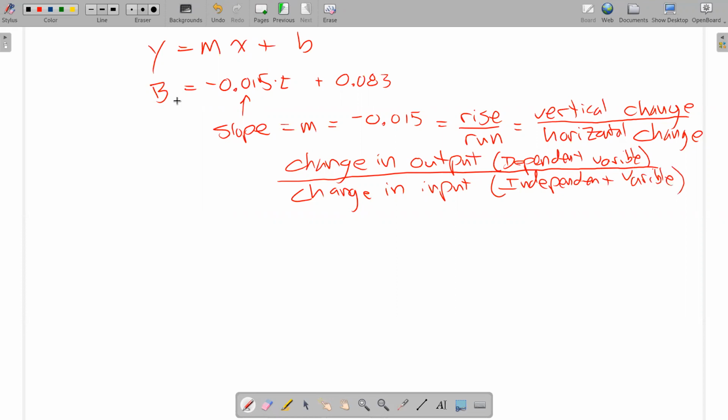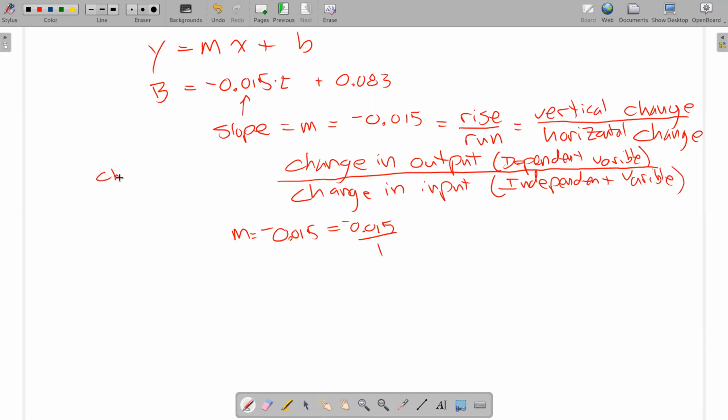So this slope right here isn't given originally as a fraction, but I can always make it a fraction. I can take that negative 0.015, and just simply writing it over 1 would be one way to do it. And then think about what was my input here and what was my output. So my output was B.